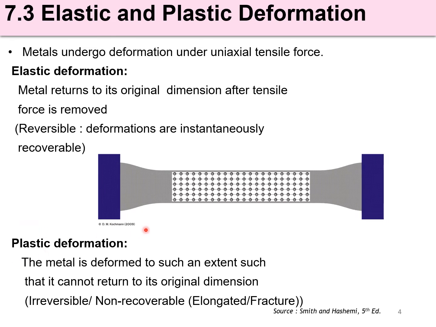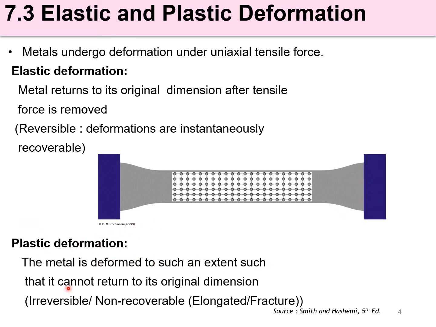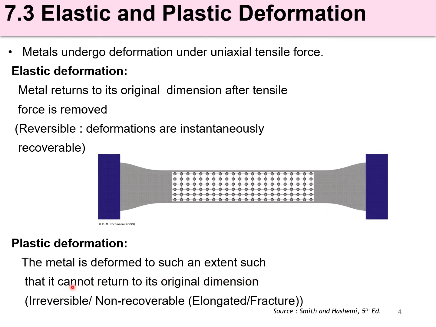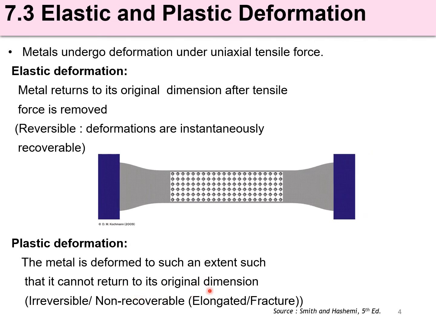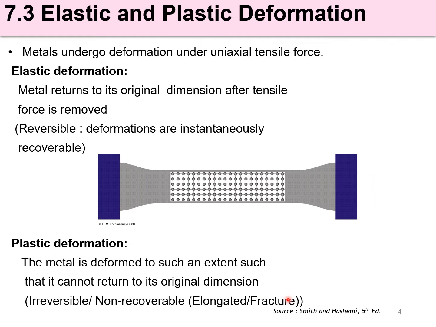For plastic deformation, the metal is deformed to such an extent that it cannot return to its original dimension. We call this irreversible or non-recoverable, by the time it is elongated or at the time it is fractured.